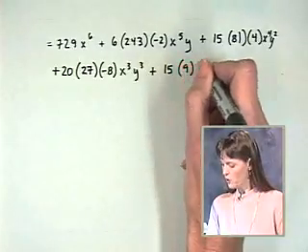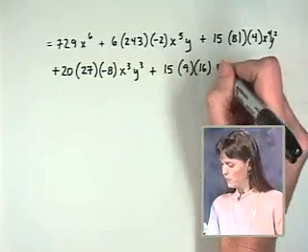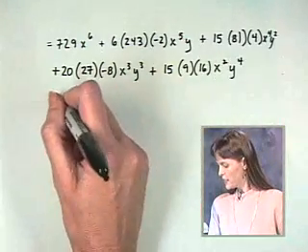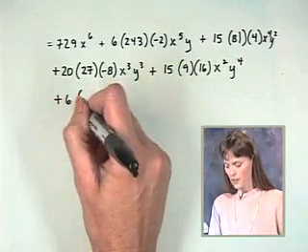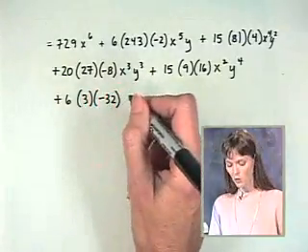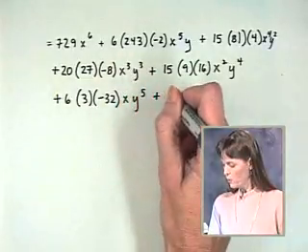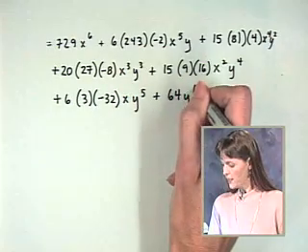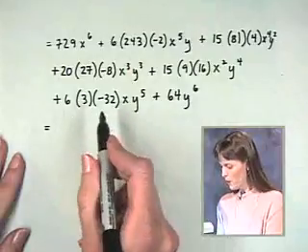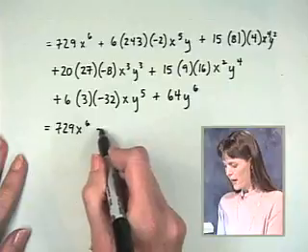We get 9, which is the 3 squared, 16, which is the negative 2 to the 4th power, x squared, y to the 4th, plus binomial coefficient of 6 times 3 times negative 32, which is the negative 2 to the 5th power, x times y to the 5th, and our final term is 64, y to the 6th power.